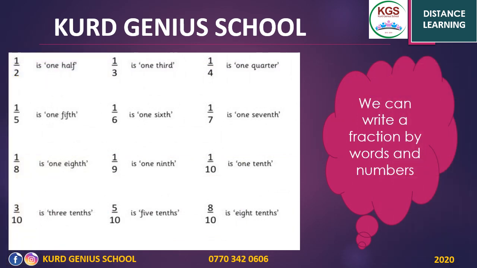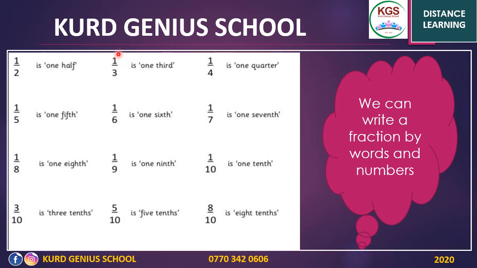Dears, if you notice, we can write down a fraction by words and numbers. How can I write down a fraction? By using the numbers and also by using words. Just like what I have done for you. Here, I have the numerator and denominator for this fraction, which is 1 and 2, and I can write it down using words, which is one half. Here, the numerator is 1, while the denominator is 3. So I will say one third. I can write it down like 1/3.